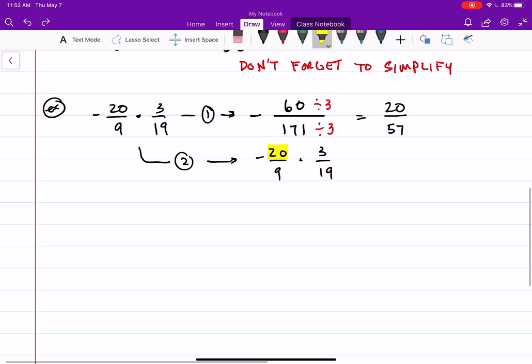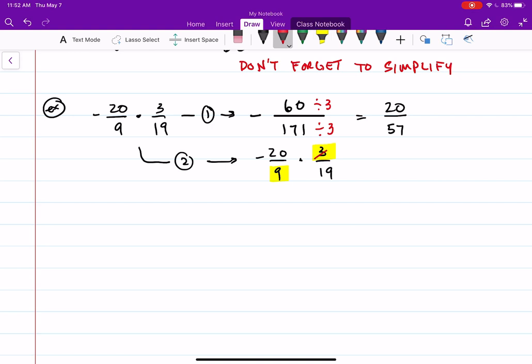I can look at 20 compared to the 9. Nothing goes in those two either, okay? So I look at the 3 and the 19. Well, nothing can go into those two. Then I can look at 3 and 9. Ooh, look, 3 goes into both of them.